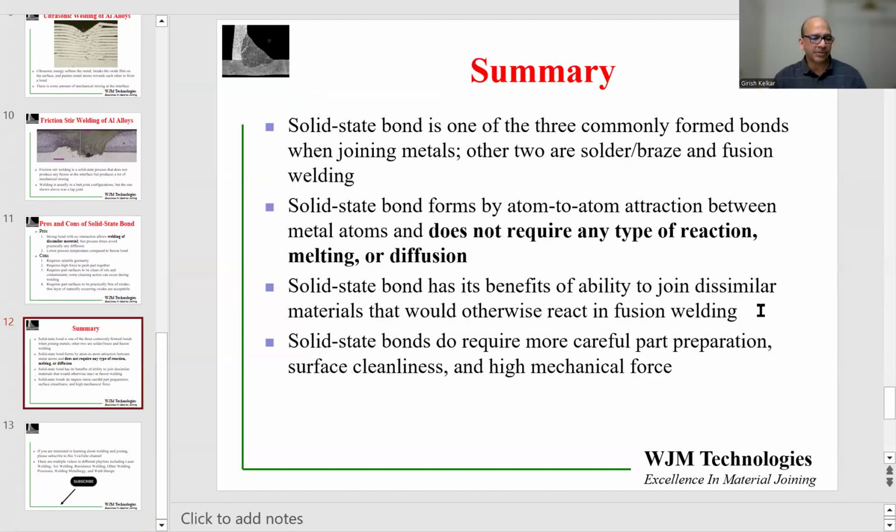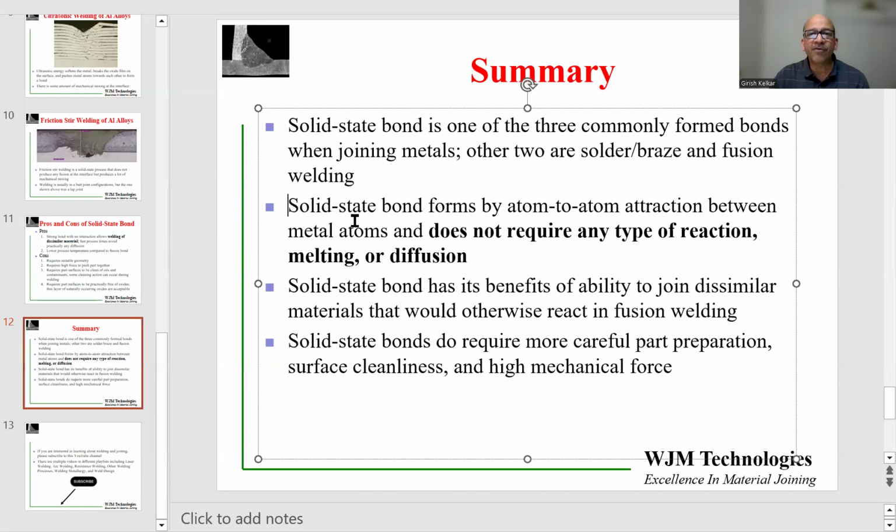In summary, solid state bond is one of the three commonly formed bonds when joining metals. The other two are solder and braze. I lump solder and braze together because in a sense they are similar: you're adding something in between without allowing the base metal to melt. And the third one is fusion welding. So we have three different ways of forming a good metallurgical bond: solid state welding or bonding, solder and braze, and fusion welding.